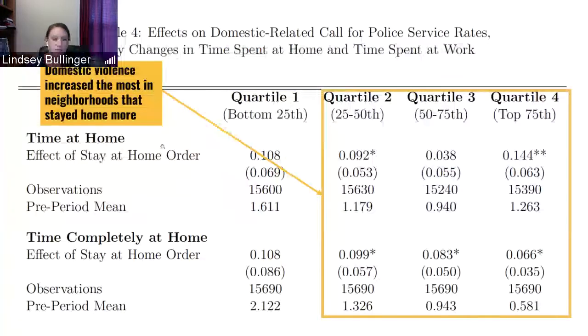And the use of the SafeGraph data, the cell phone location data, is that we see that the calls to 911 reporting domestic violence increased the most in the neighborhoods that stayed home more, that were able to stay home more, and that did. This is showing you the different quartiles of time spent at home, and the increases are really concentrated in quartiles 2, 3, and 4.